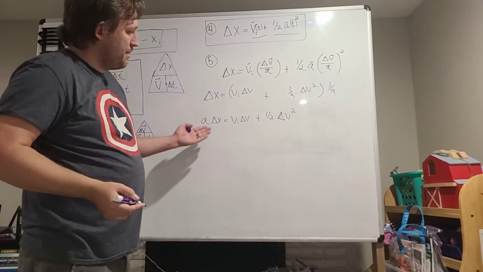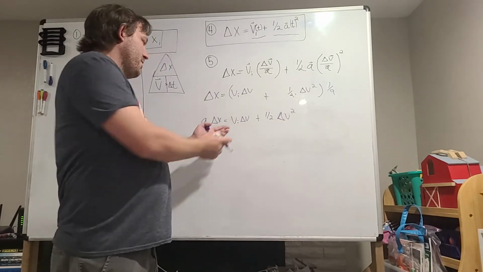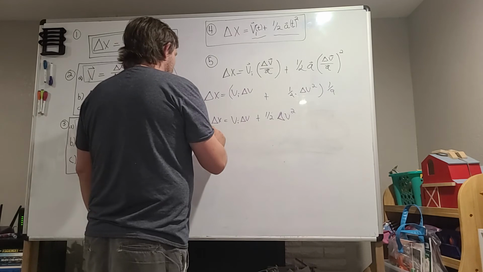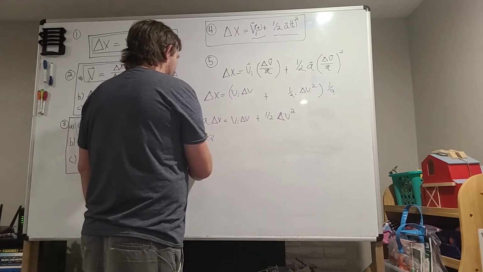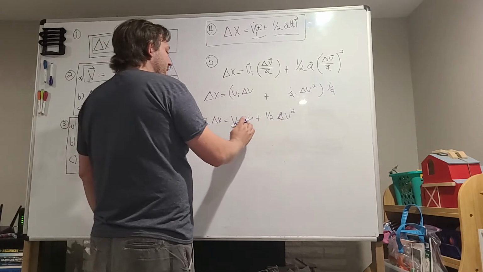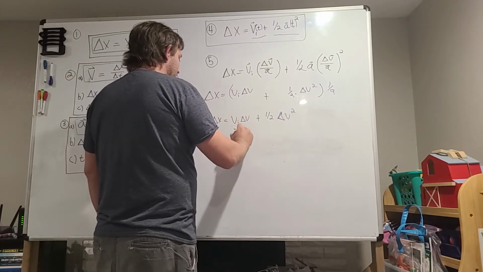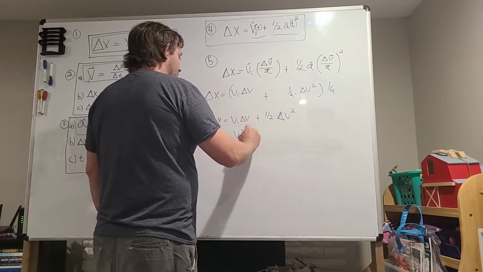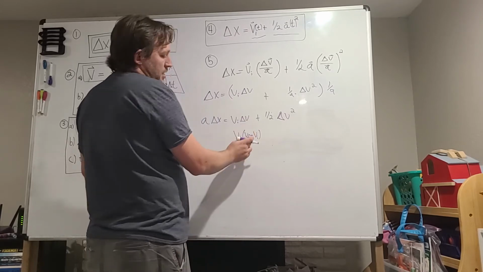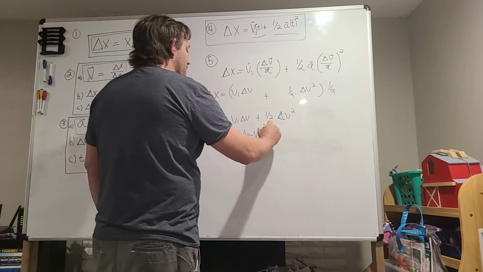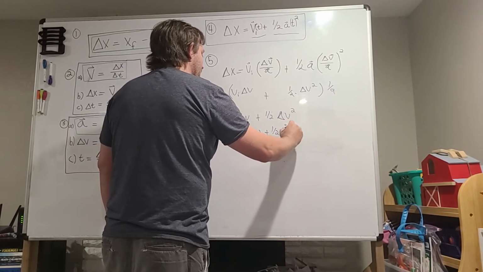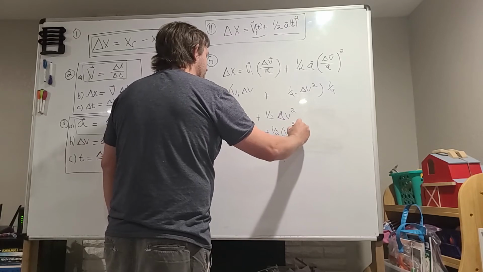All right. This is still too complicated. There's so many things in here that can cancel out. So we're going to make that happen next. So I'm just going to work off of this one, so I don't run out of space here. So vi delta v is the same thing as vi times v final minus v initial, right? Delta v is just v final minus v initial, plus 1/2 v final minus v initial.